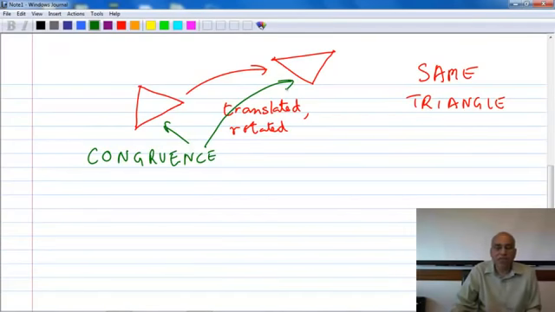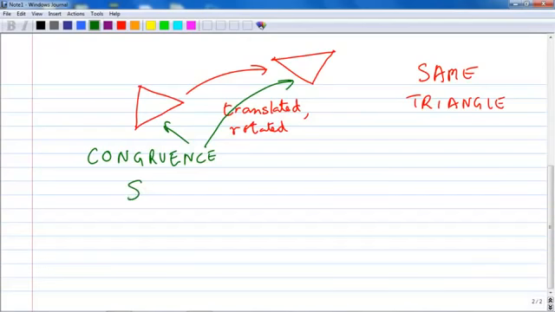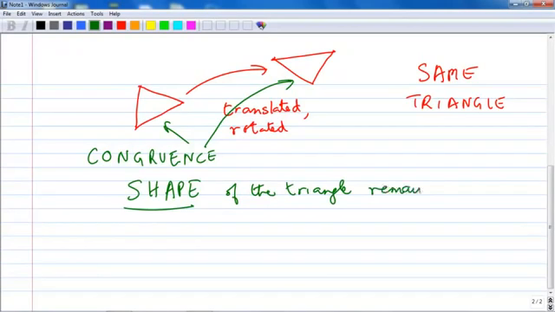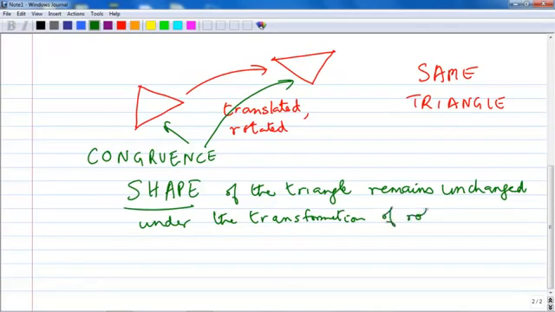And basically what we are going to come to is some notion that there are certain transformations you can do and that does not change the shape. So the shape of the triangle remains unchanged under the transformation of rotation and translation.